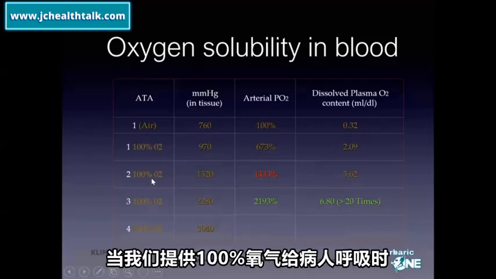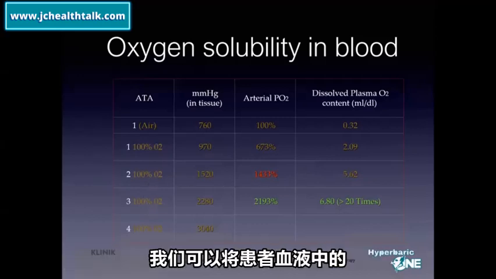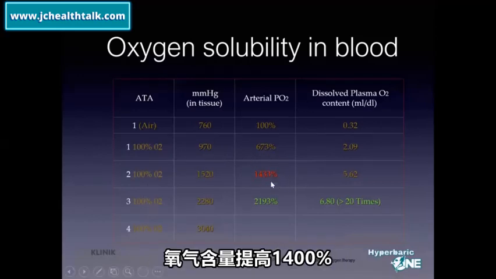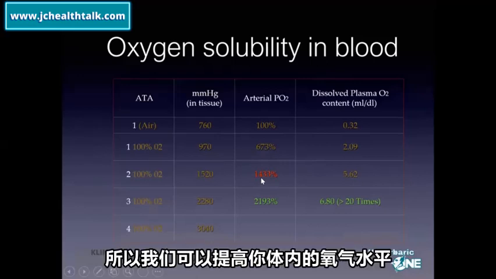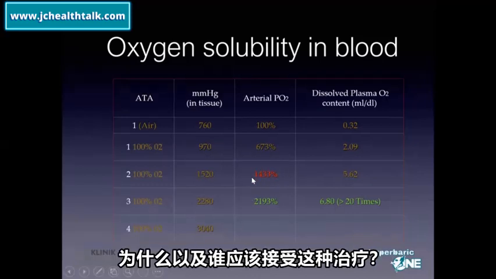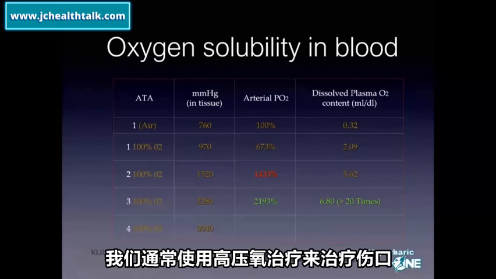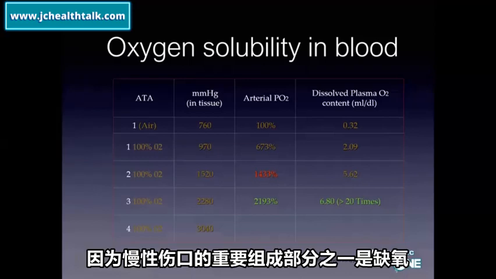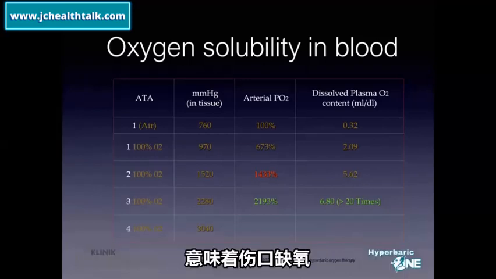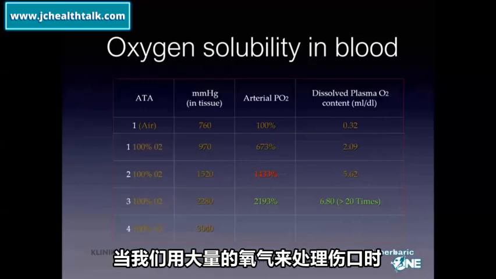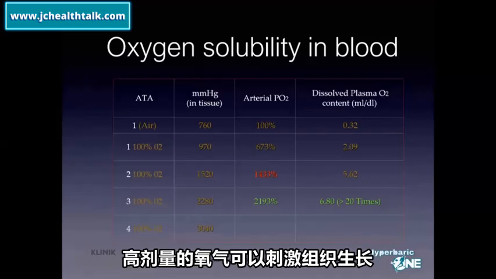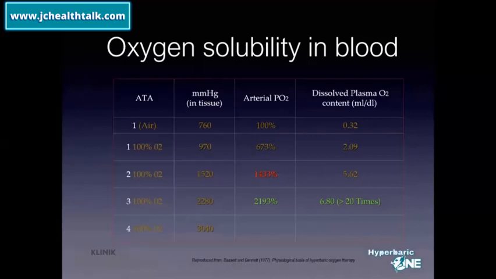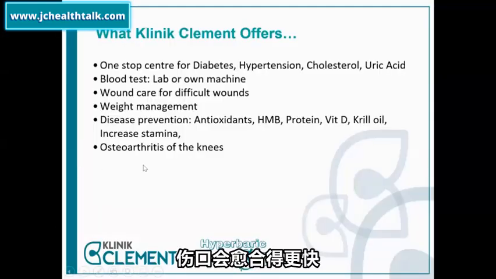At a certain pressure, when we give 100% oxygen to the patient to breathe, we can increase the oxygen level inside their blood by 1,400%. So this is the level of oxygen that we can raise in your body if you go through this kind of treatment. Why and who should go for this kind of treatment? We usually use hyperbaric oxygen treatment to treat wounds because one of the important components of chronic wounds is hypoxia, which means the wound is lacking oxygen. So when we feed the wound with a lot of oxygen, the high dose oxygen can stimulate the tissue to grow, and then the wound will grow faster and heal faster.